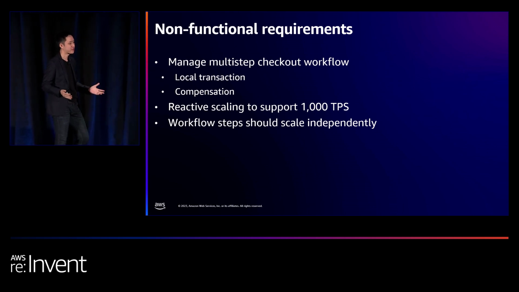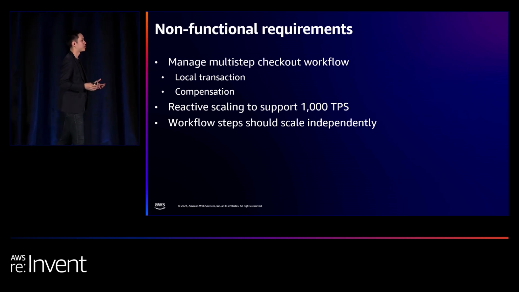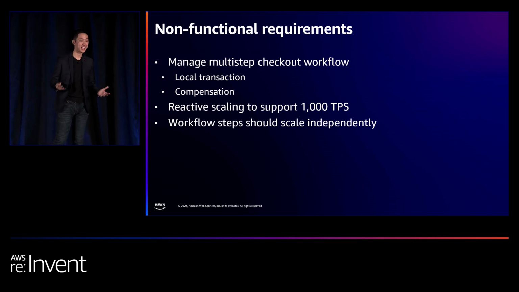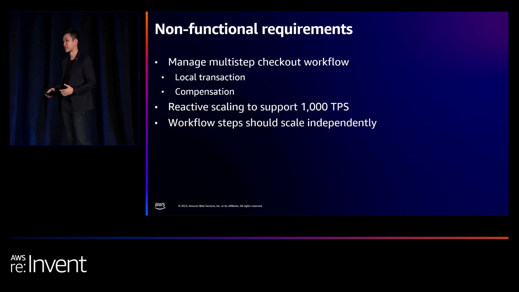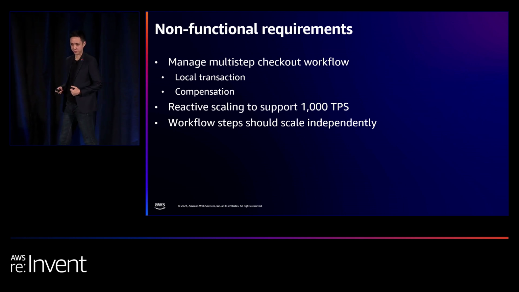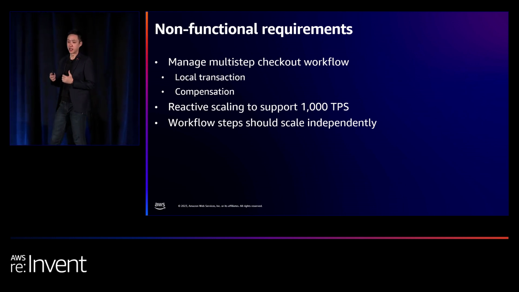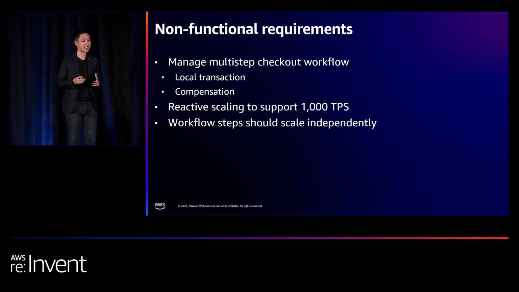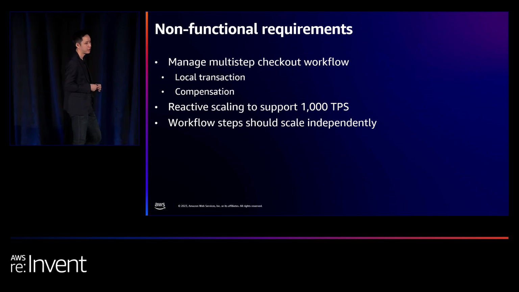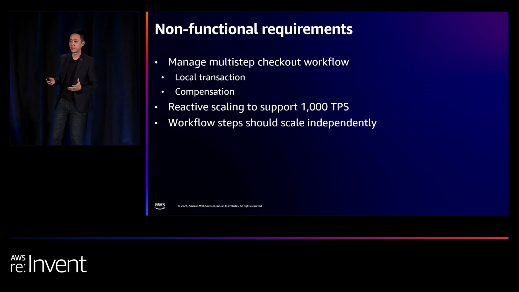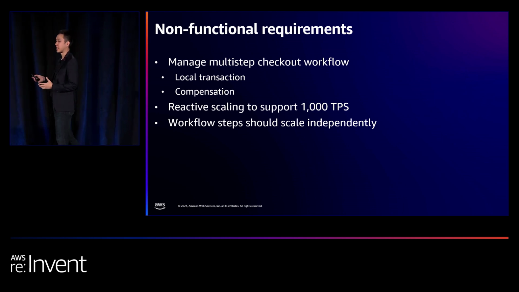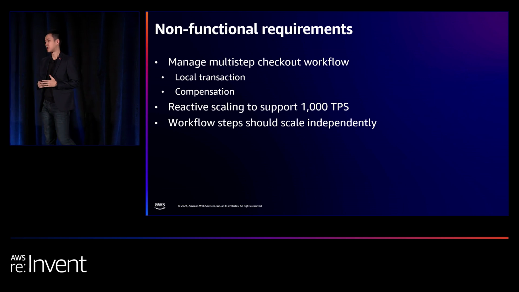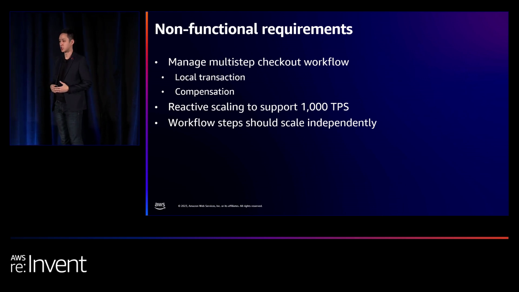We did our forecast from the previous year, and we still want to be sure that we will be able to reactively scale up to 1,000 transactions per second, just to be sure. And finally, for each step of the workflow, we should make sure that they can scale independently. As Kim mentioned earlier, replicating infrastructure across the board and putting it behind a load balancer is no longer the most economical solution.